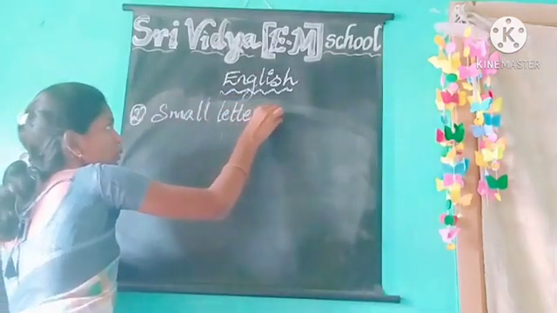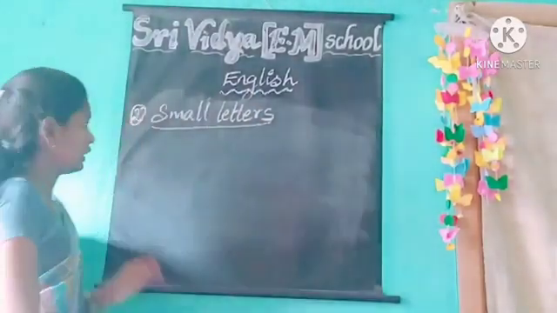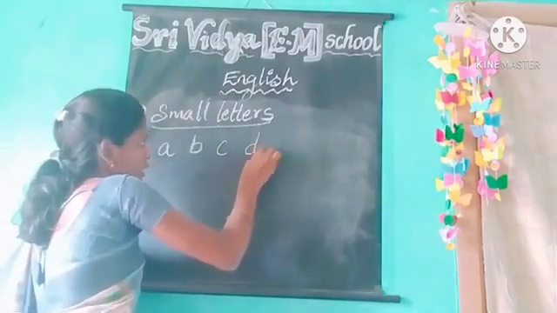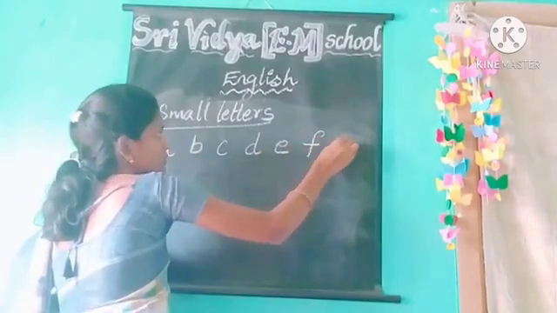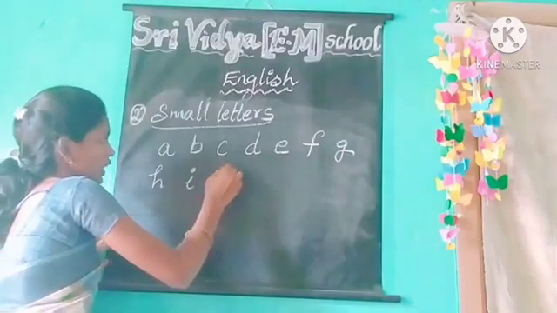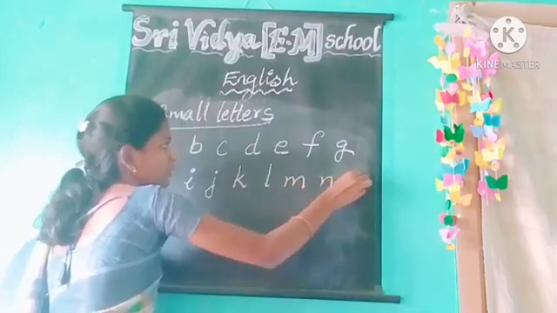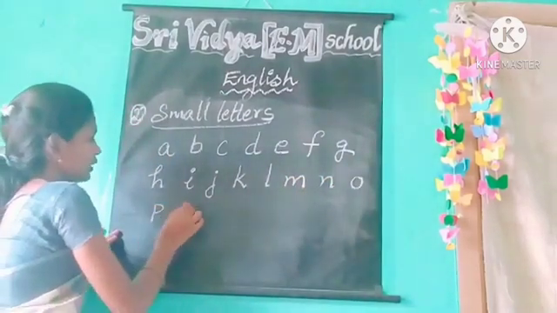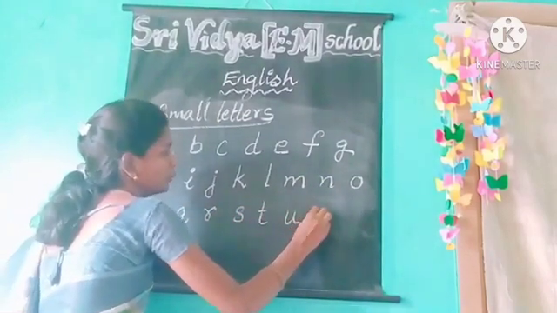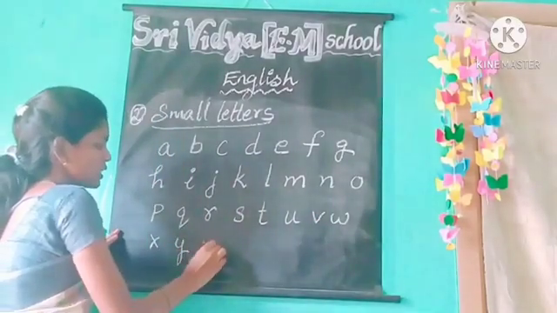So the second type is small letters. In the small letters we'll write in this way: A, B, C, D, E, F, G, H, I, J, K, L, M, N, O, P, Q, R, S, T, U, V, W, X, Y, Z.